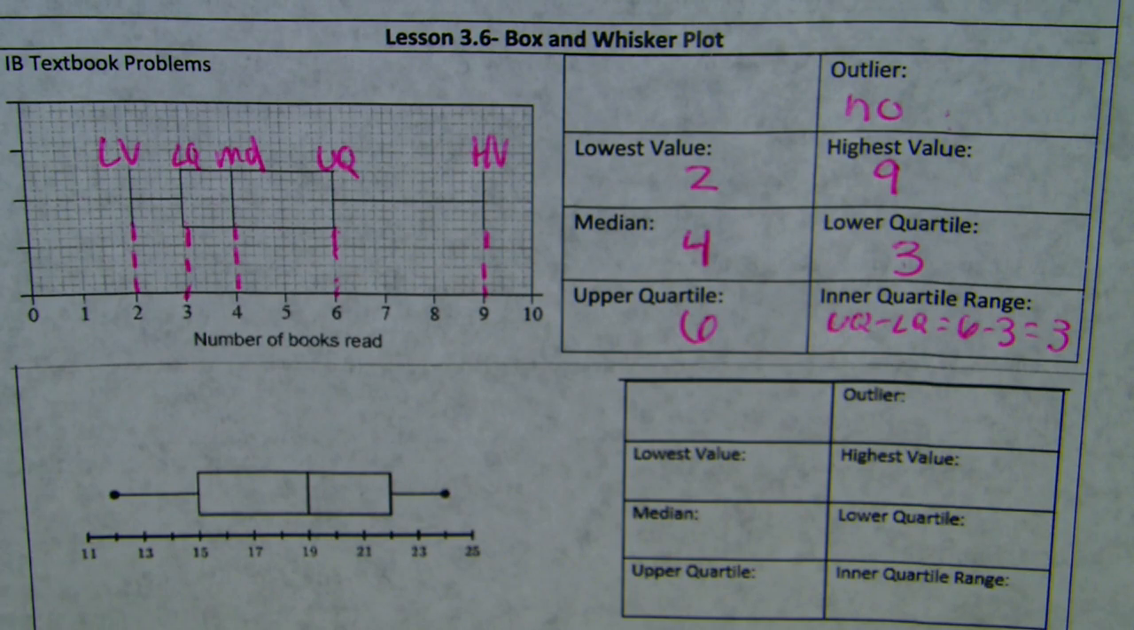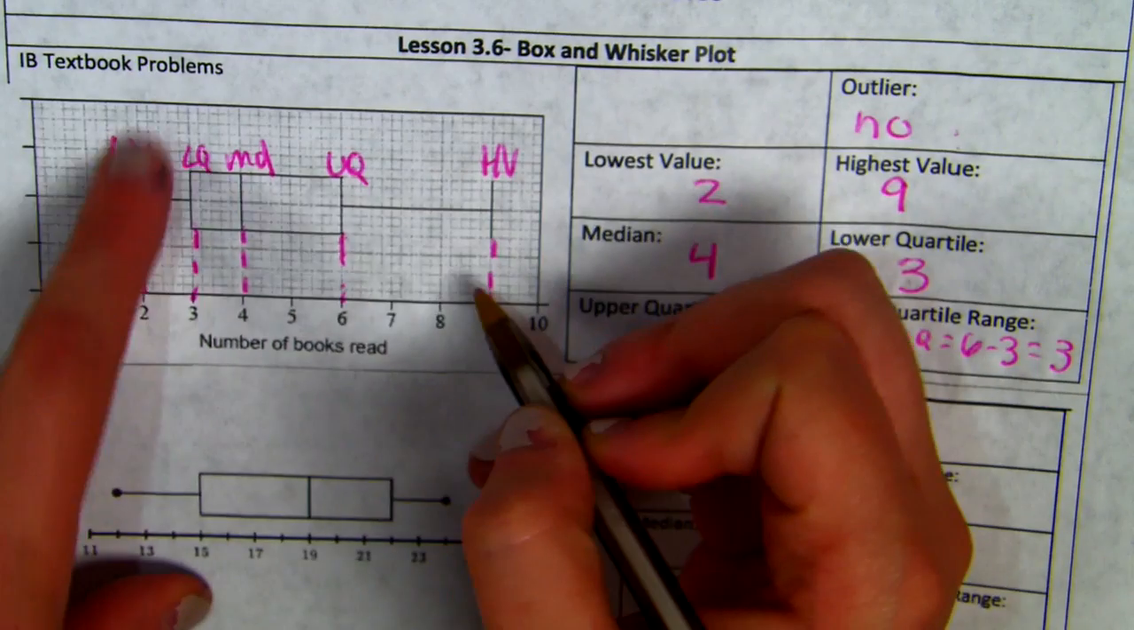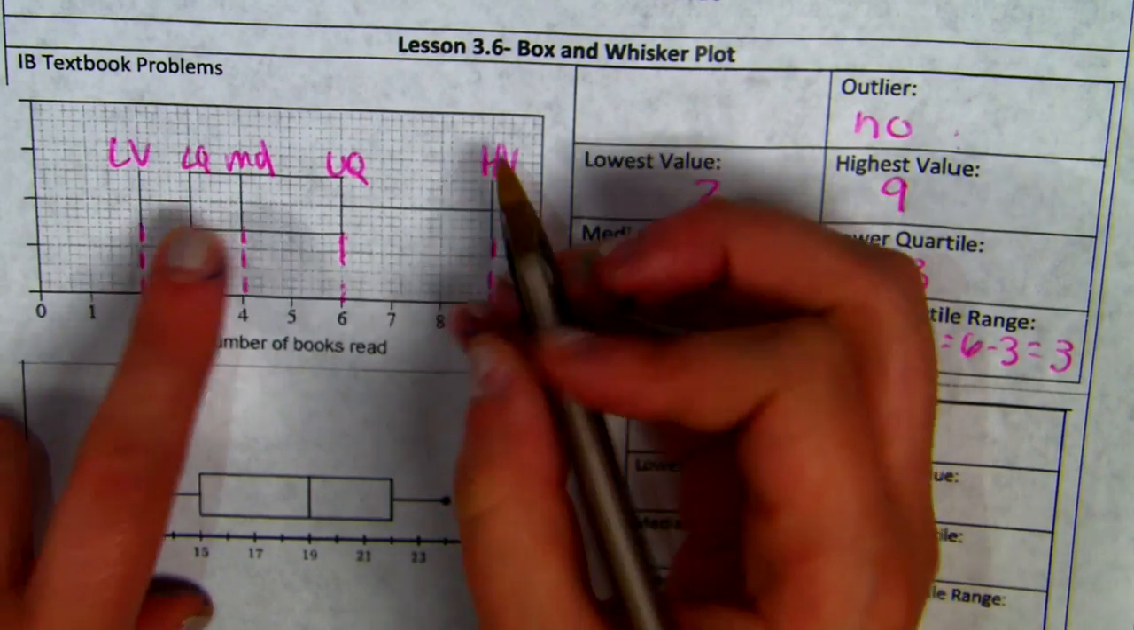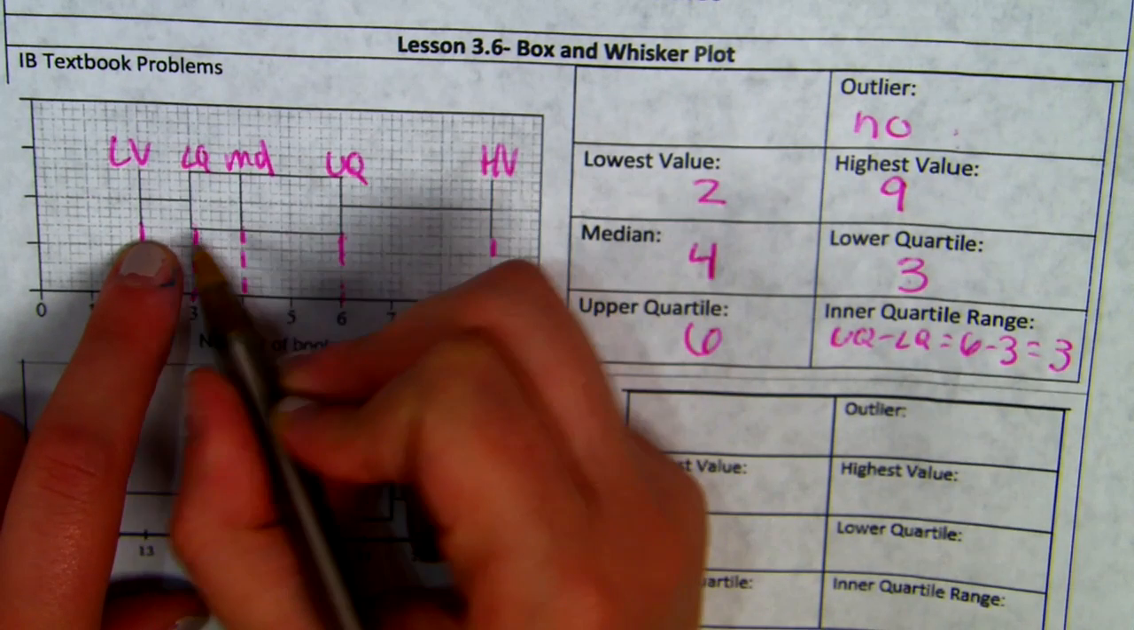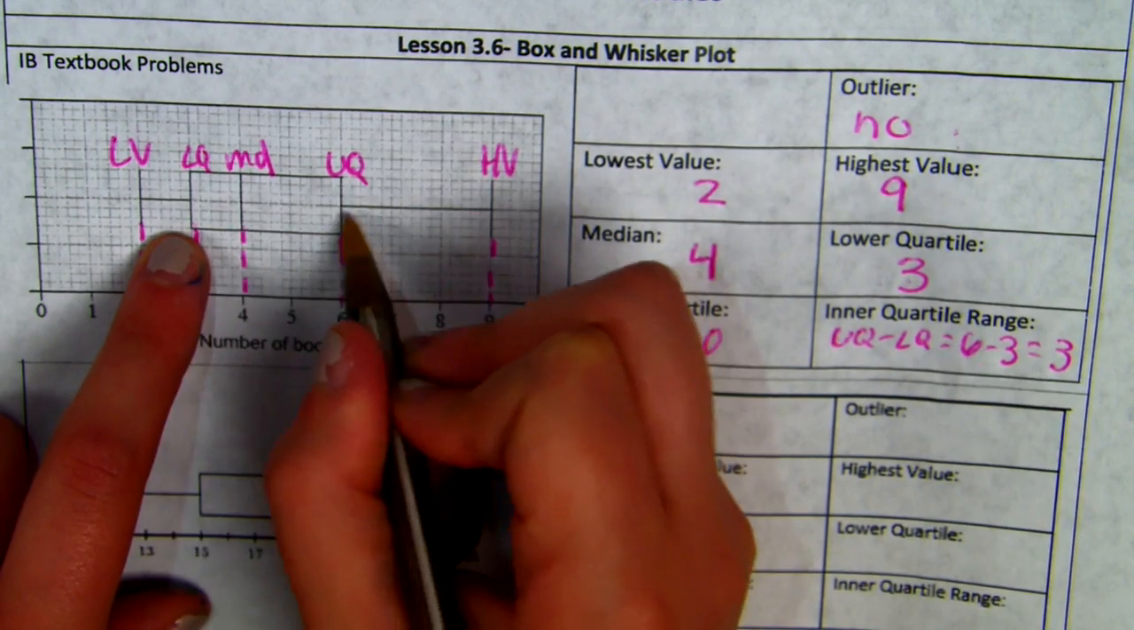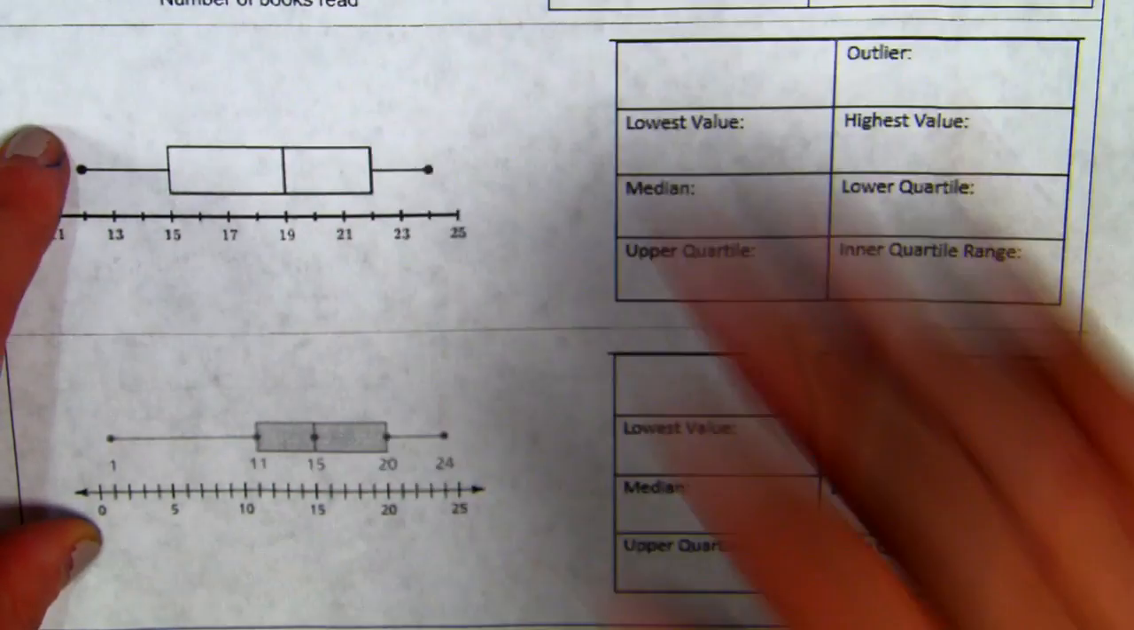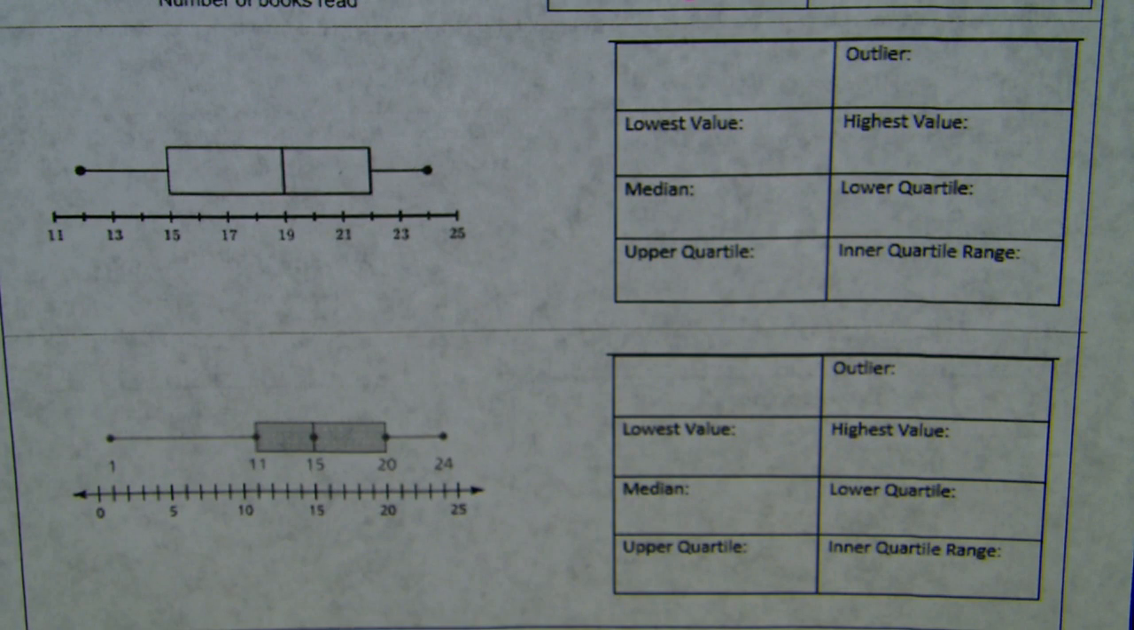So I think the most important thing is remember that your whiskers go on your lowest value and your highest value. Inside here, we draw our box, lower quartile, median, upper quartile. Once again, we're not going to go through these two problems because they're exactly the same as the one we just did above. But if you have any questions, please feel free to stop in and talk to me or Miss Avra on Monday morning before this is due.